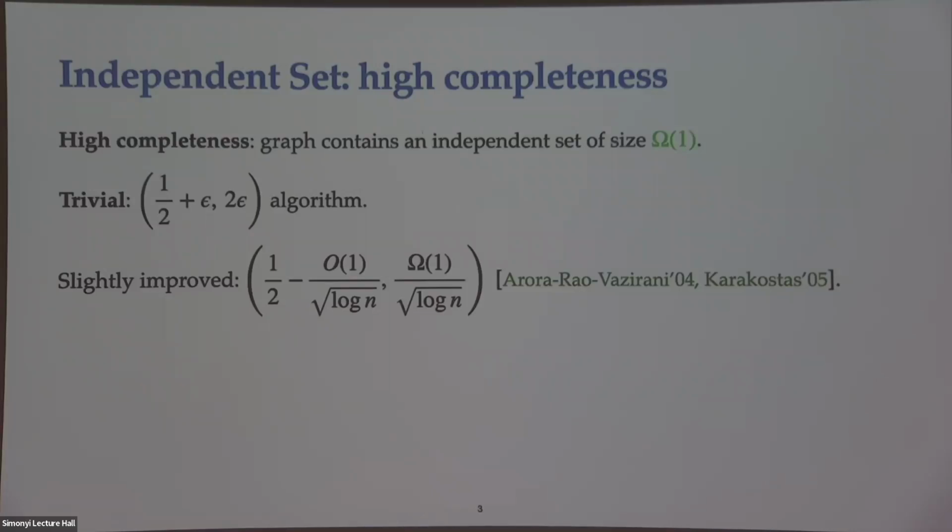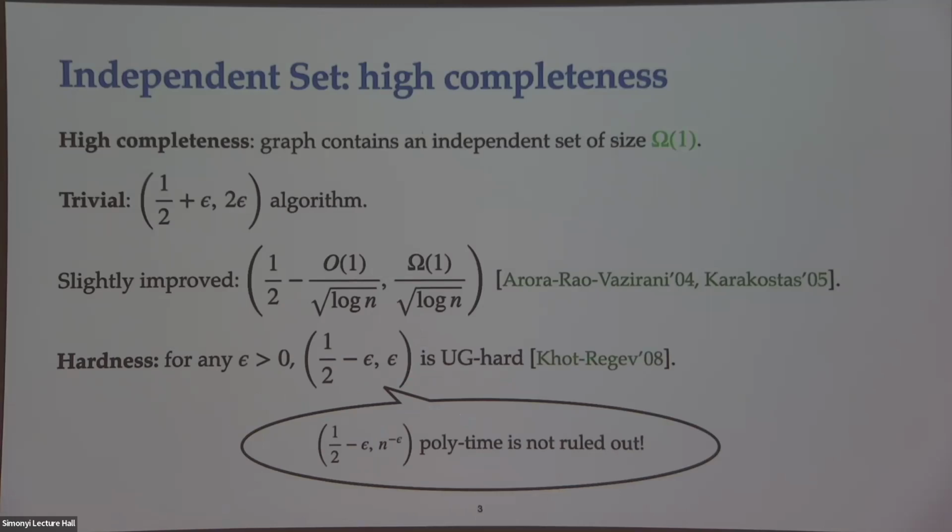On the hardness side, assuming the unique games conjecture, for any constant epsilon, we cannot find an epsilon size independent set. So it's also a pretty strong hardness result. But this hardness result does not rule out the possibility of finding an n to the negative epsilon size independent set in polynomial time. Even assuming some stronger variant of the unique games conjecture, some variant regarding stronger completeness and soundness, this is not ruled out. This is possible. Of course, this is open. We don't know anything better than this algorithm right now.